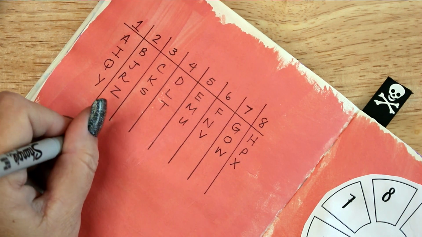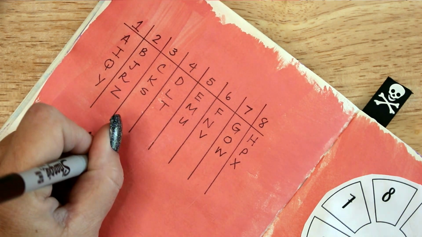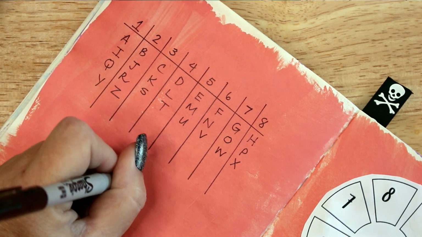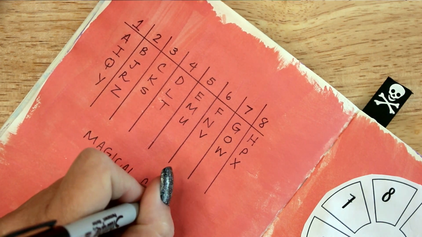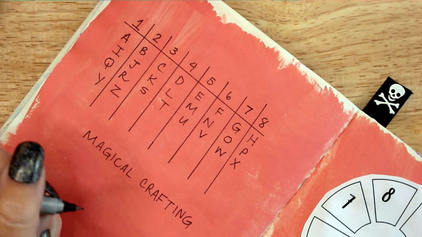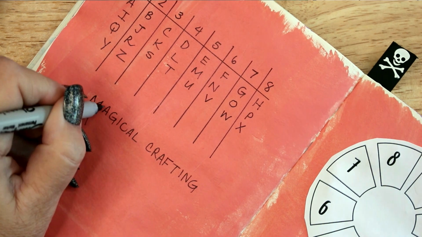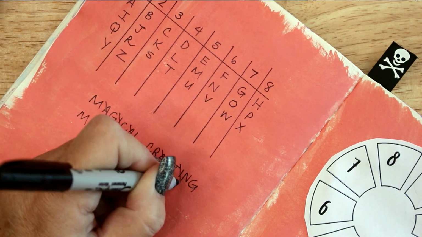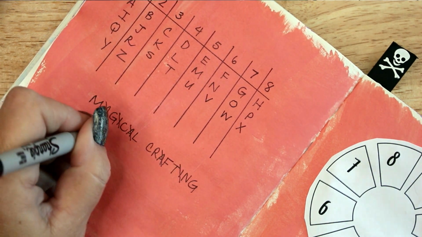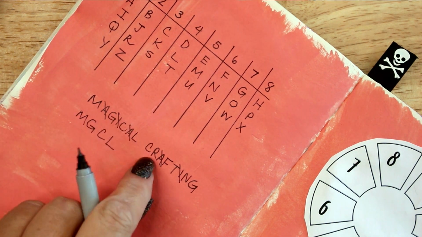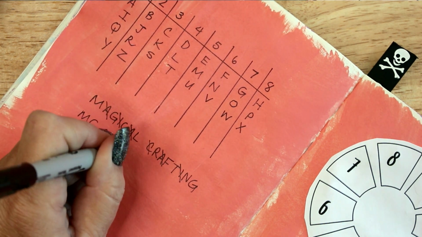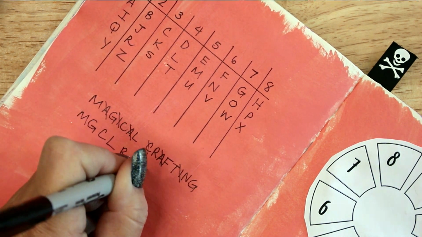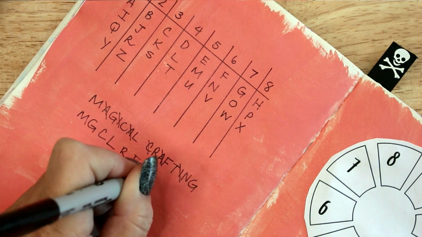Next, I write out my signature, magical crafting. Once again, I cross out all vowels, leaving only consonants, the manifesting sounds. If a consonant is repeated, I use it only one time. This leaves us with M, G, C, L, R, F, T, N.